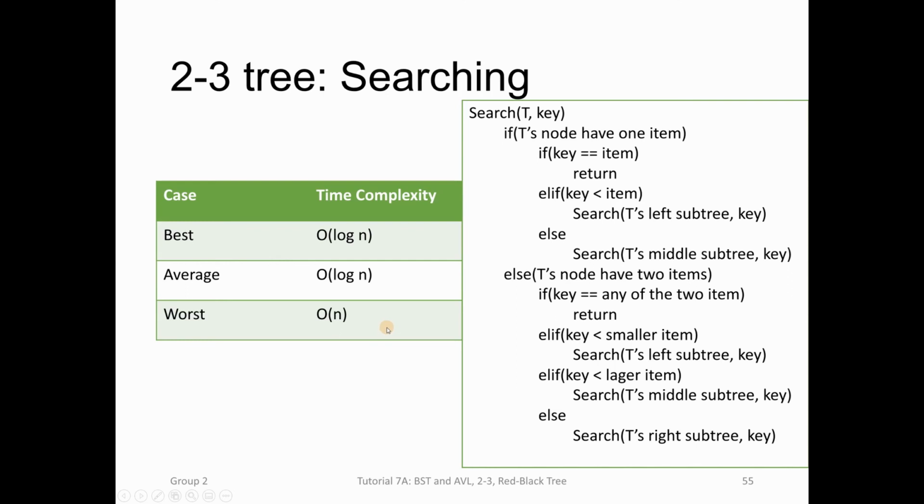There is a table of time complexity of the searching operation, and we can find that the best and the average case is the same as the binary search tree, big O log n, and the worst is big O n. This is the pseudocode.